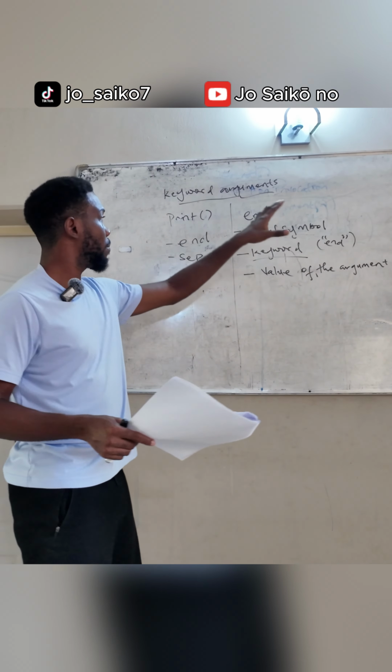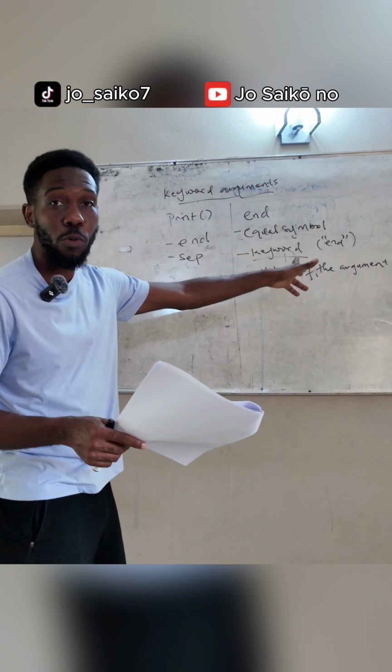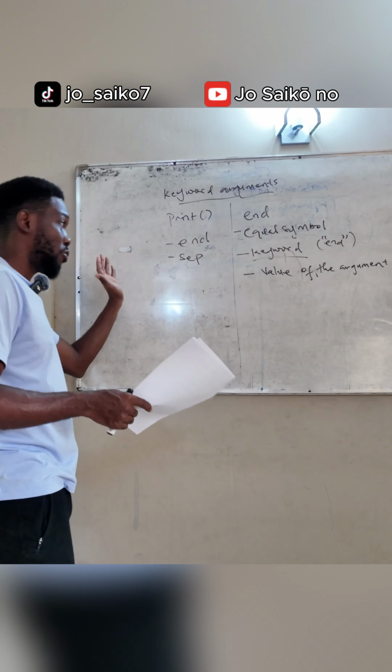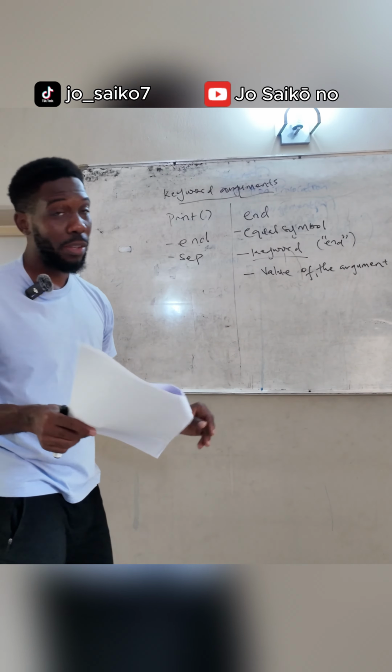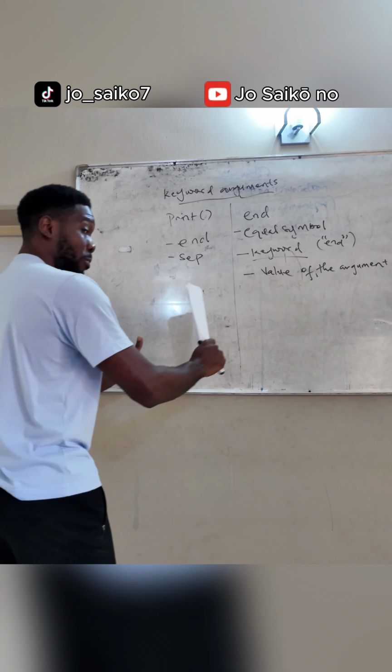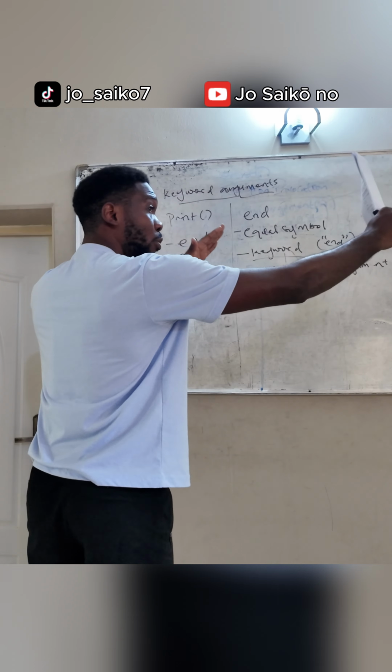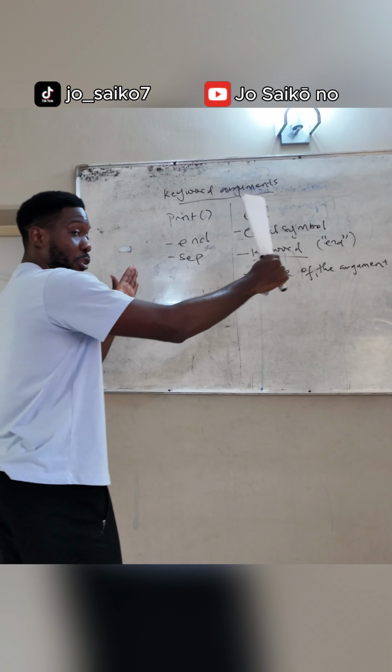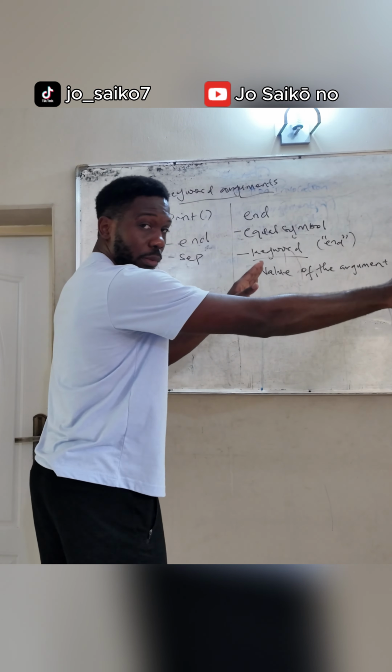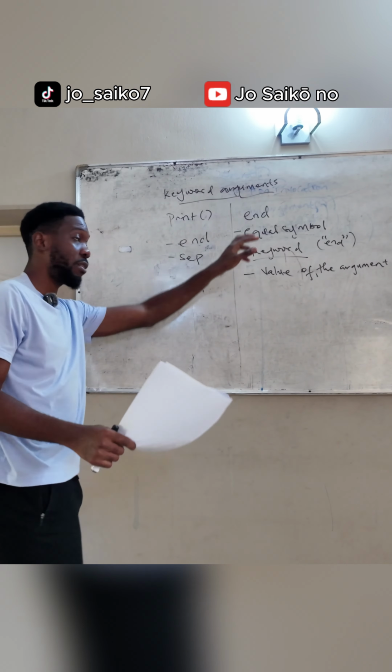But just take note that whenever you're using the keyword argument, right? If you're using positional arguments and keyword arguments at the same time, you first put your positional arguments, then at the end of when you're putting your arguments, you put the keyword arguments. In this case, the end.